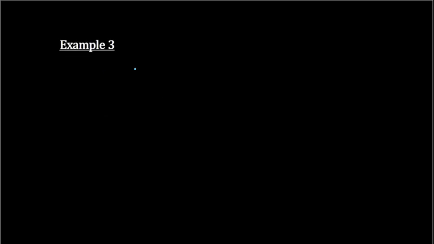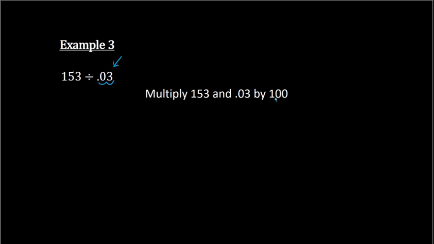Let's try another example. Here we now have 153 divided by 0.03. So for this one, we now have 2 digits after the decimal point. So what we must do is again multiply both numbers by some power of 10 to remove the decimal in this number, in the divisor. All right, so to do that, we need to move over 2 places. So we had to multiply by 100 to make that happen, because 100 has 2 zeros after it.